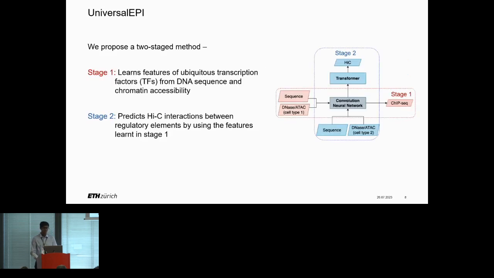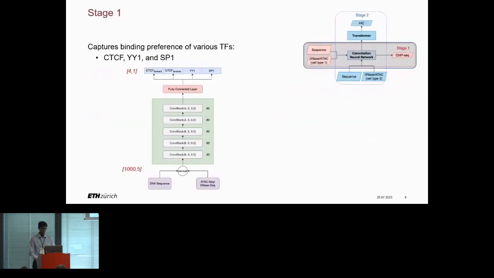UniversalEPI in its essence is a two-staged method where at stage one, we learn the features of ubiquitous transcription factors from DNA sequence and chromatin accessibility. Using these learned features, we then move to stage two to predict the cell type specific Hi-C interactions. Now let's dive deeper into stage one. In stage one, we predict the binding affinity of various transcription factors. We focus mostly on CTCF, YY1, and SP1.